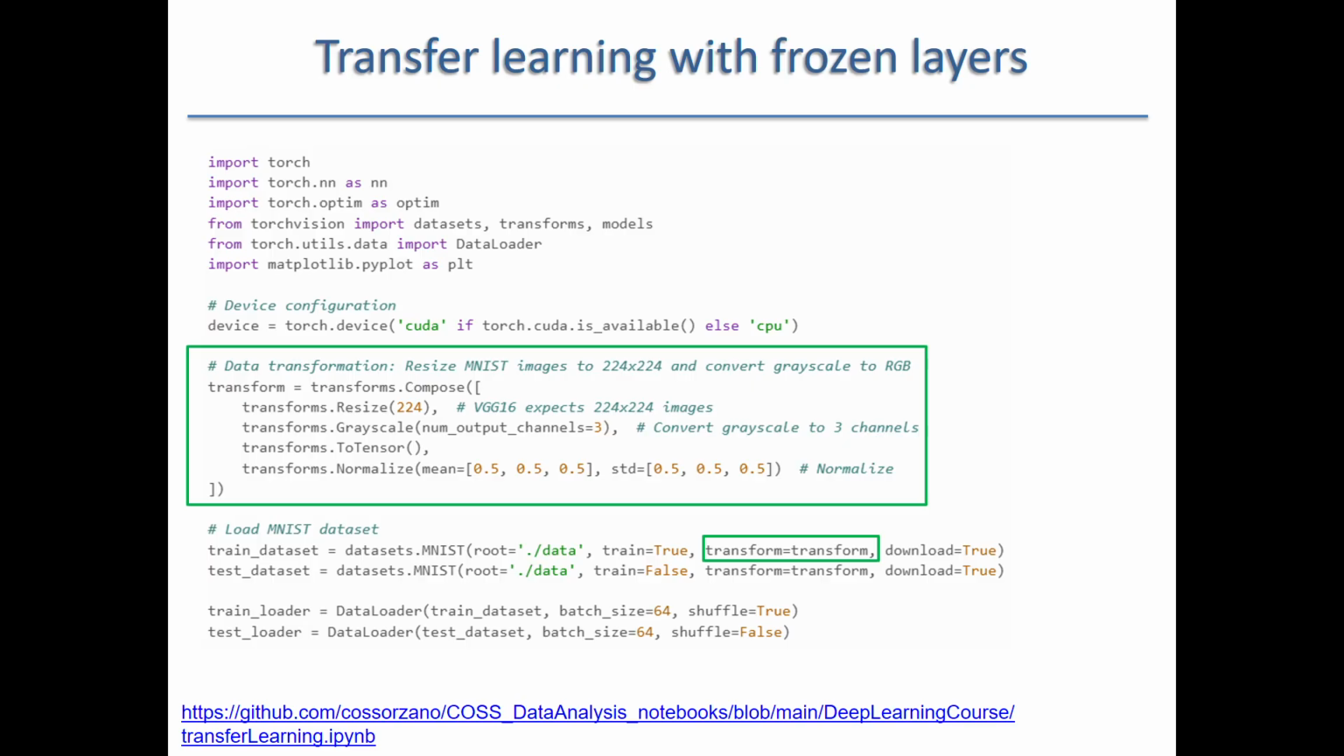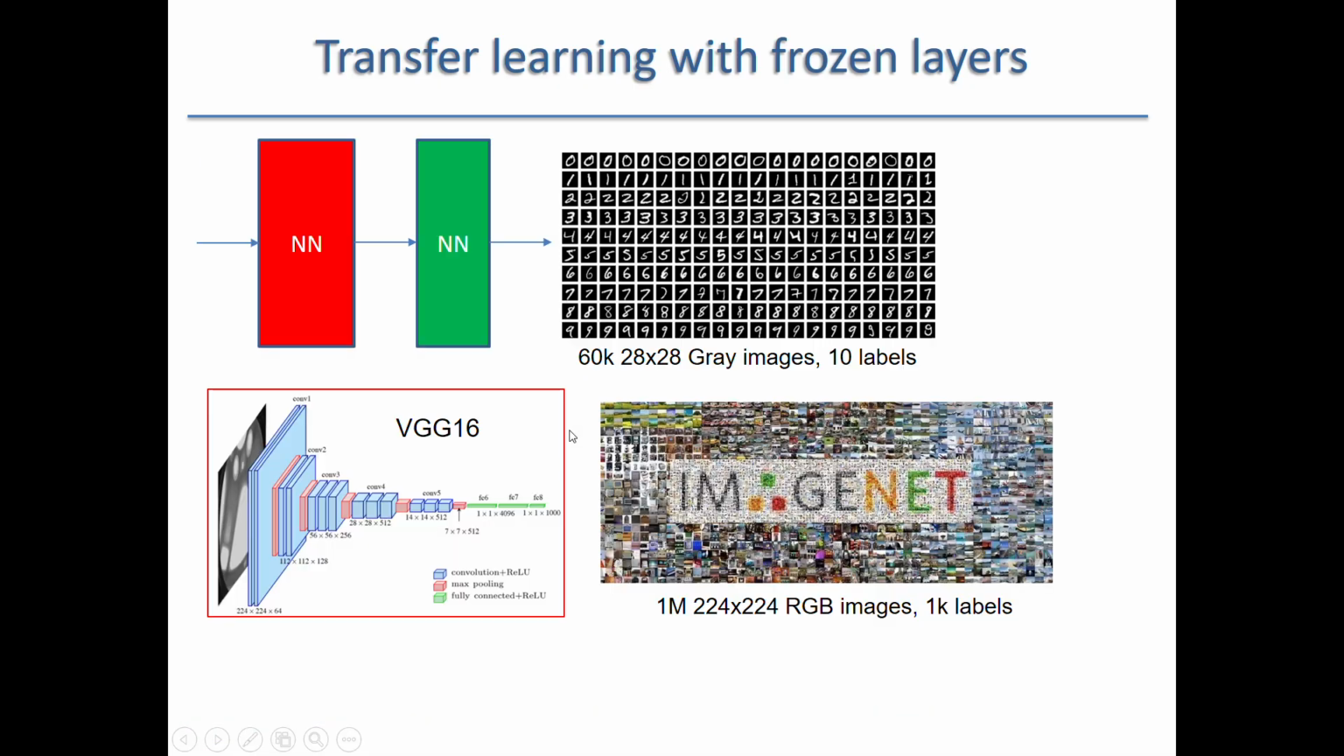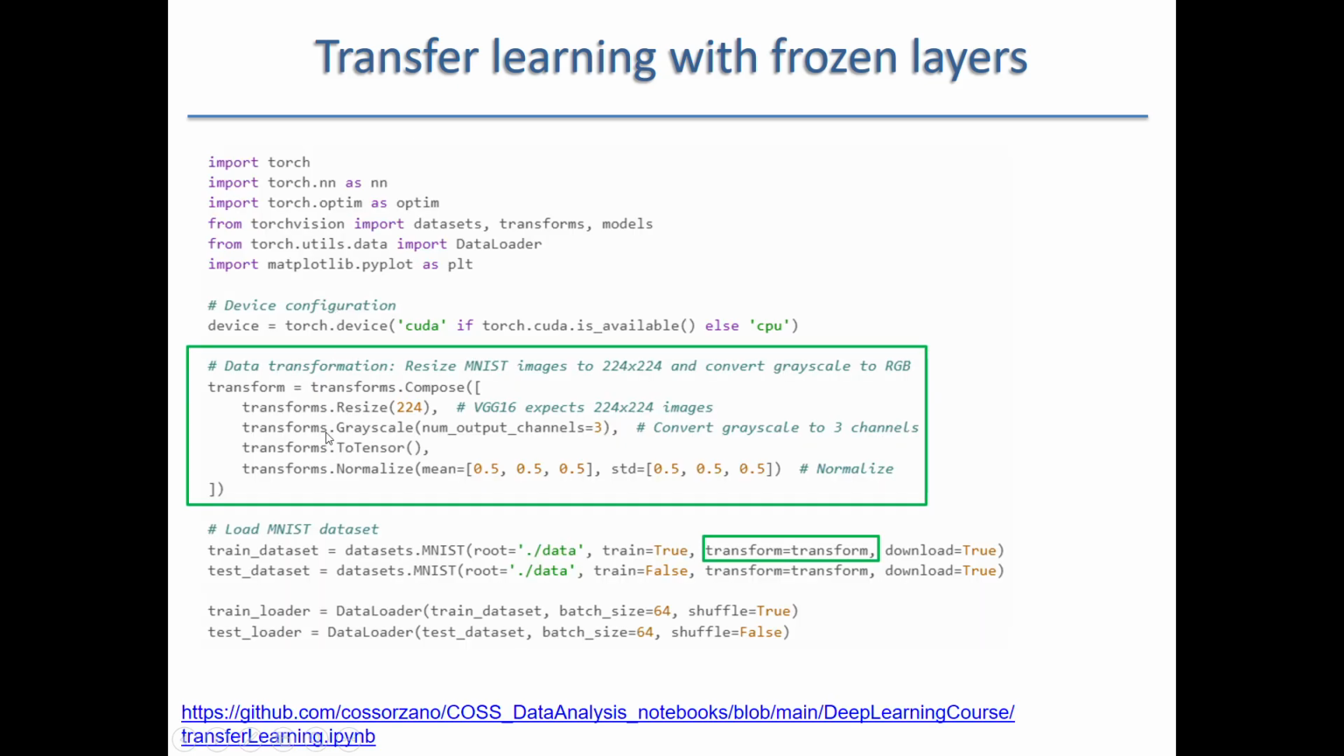The idea is that when we load the data, we have to put it in the same way as the original network was meant for. The original network was meant for images of size 224, RGB images, and they were normalized to be within a certain range. So we have to do the same.